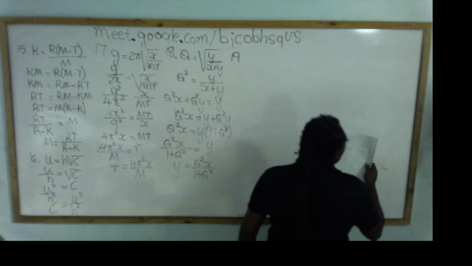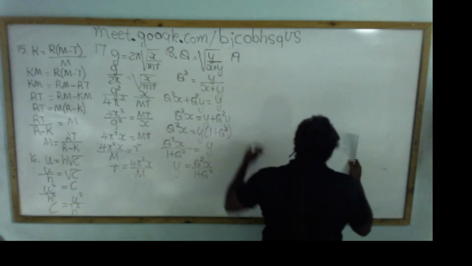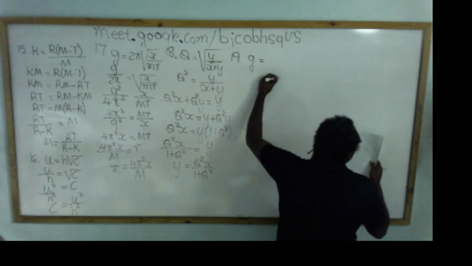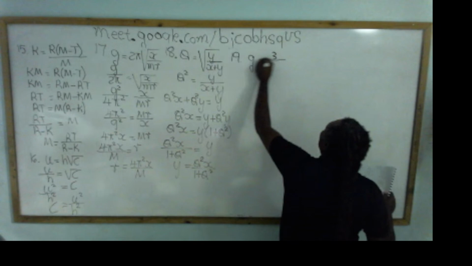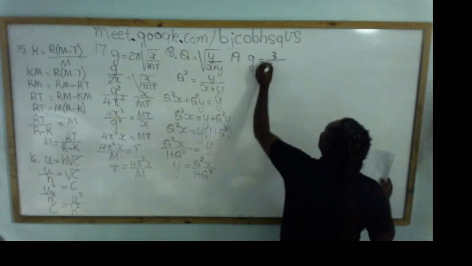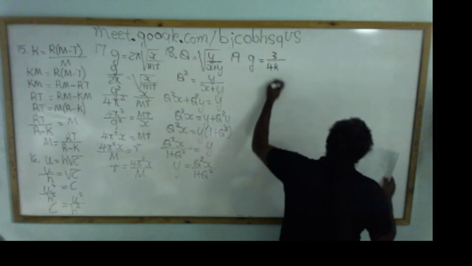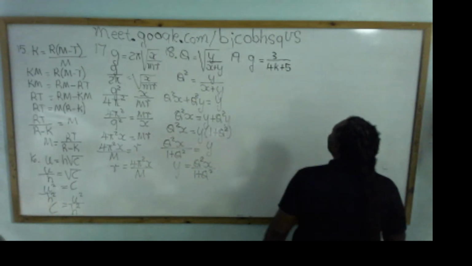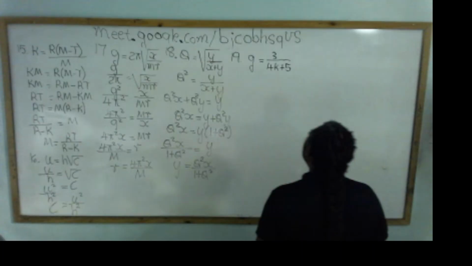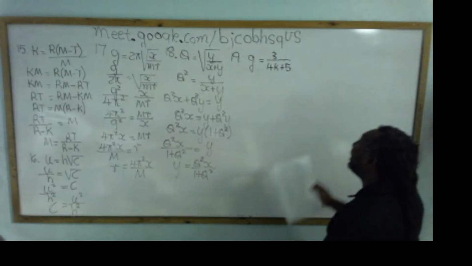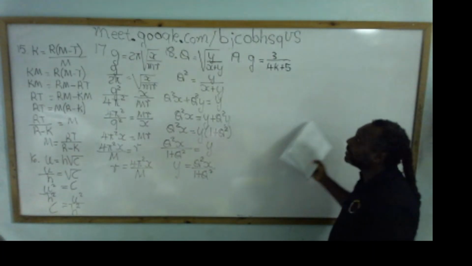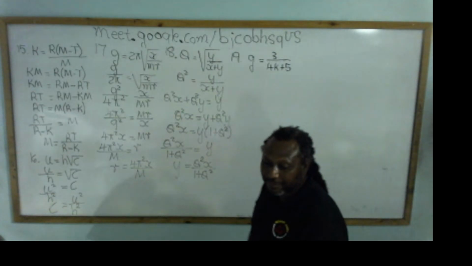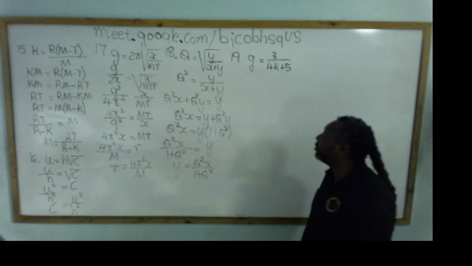What do we have? G is equal to 3 over 4k plus 5, and we are attempting to make k the subject of the formula. We cannot make 3, we cannot make 4, and we cannot make 5 the subject of the formula. So k is the only thing that we need to make the subject of the formula.